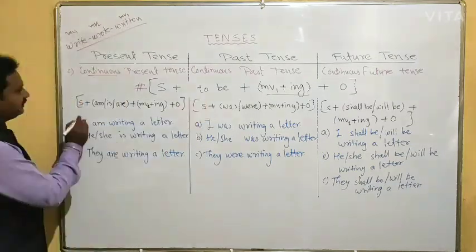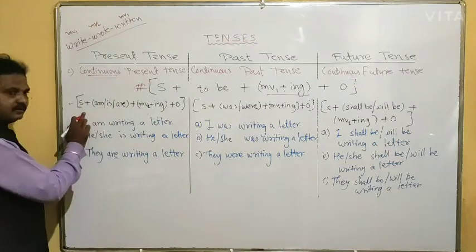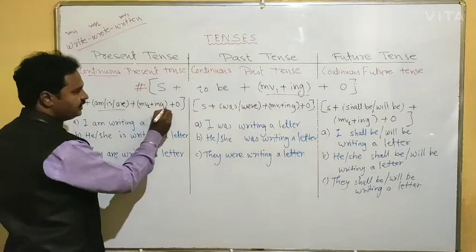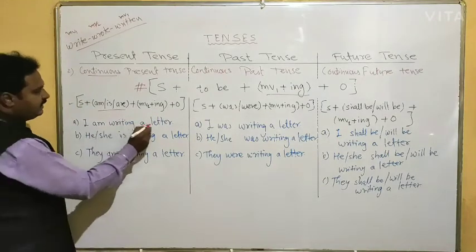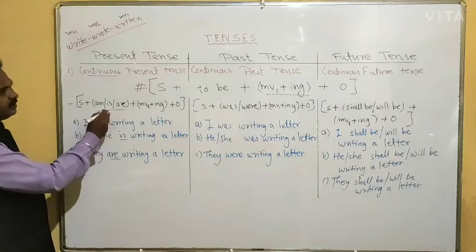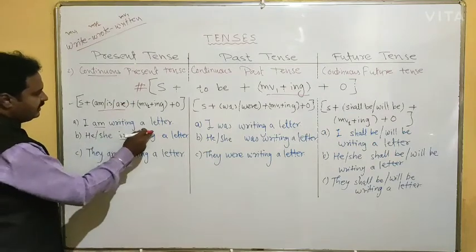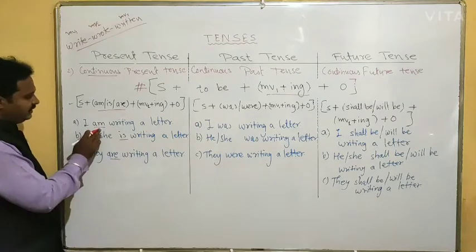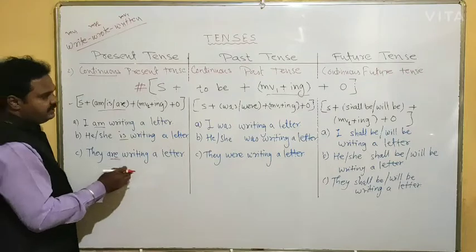In details, the first one is continuous present tense. Subject plus am, is, are plus MV1 ing plus O. Example is I am writing a letter. Am, is, are, this is a form of to be first one. I am writing a letter. They are writing a letter. Am and is are singular. Are is plural. That's why I use are here.